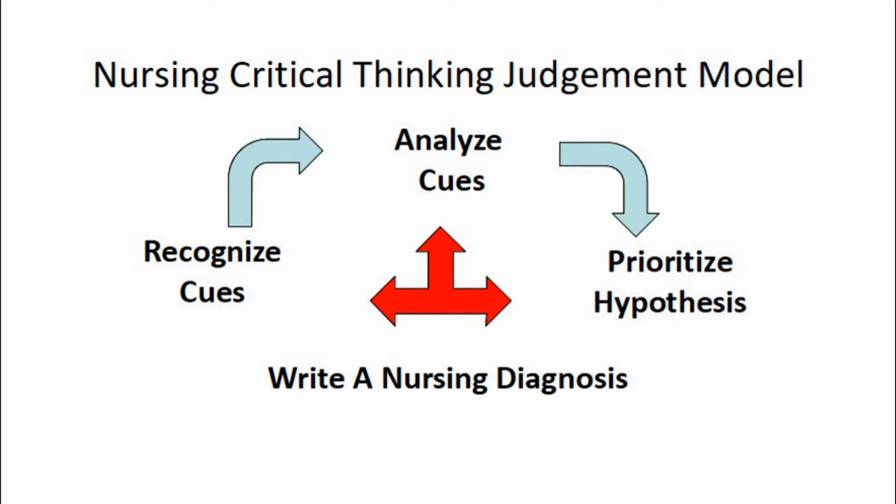And today, some of us have forgotten how to write a nursing diagnosis, so I'm going to teach you the components of a nursing diagnosis. We want to take our recognized cues, the things that are important in the question. We're going to analyze those cues, and then we're going to come up with the prioritized hypothesis. Prioritized hypothesis in this case means to write a nursing diagnosis, and that's what I'm going to teach you this morning. So let's look at the components of writing a nursing diagnosis.